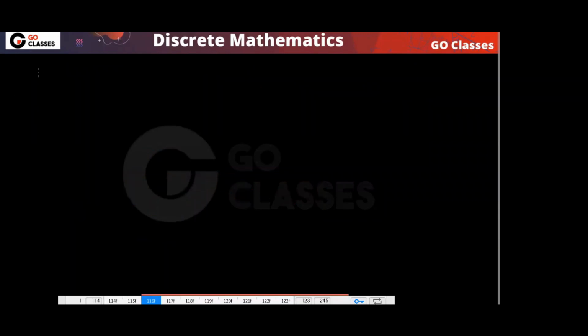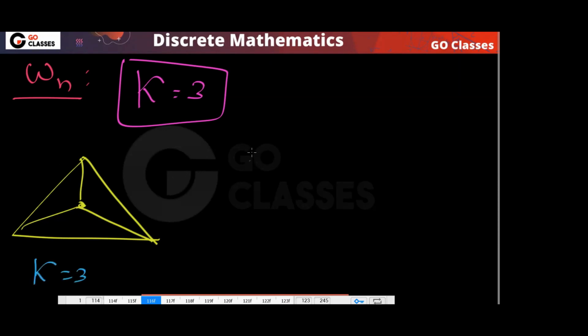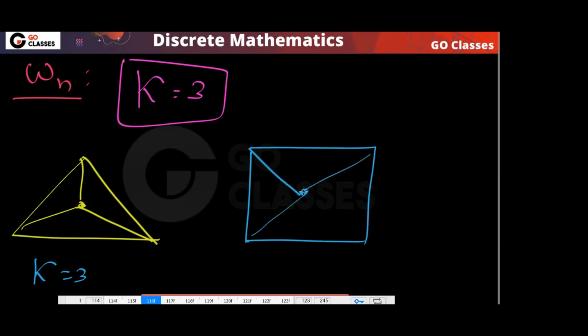What about the wheel graph? What is the kappa of the wheel graph? Kappa is 3. The connectivity number will be 3. Very simple. This is your W3, and for this, the kappa is 3. Now let's take W4. For this W4, how to disconnect it? See, very simple.